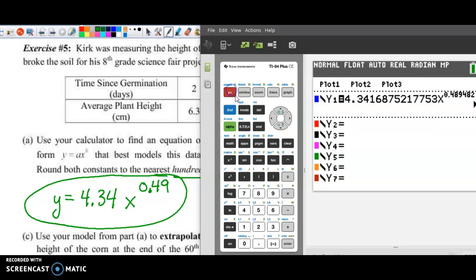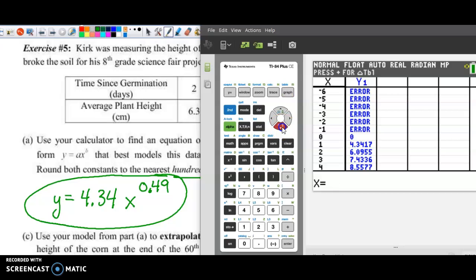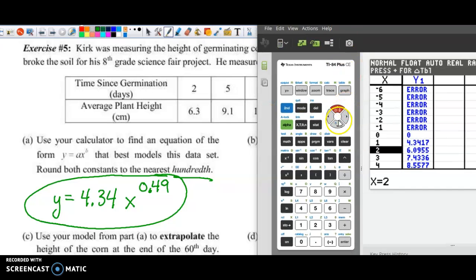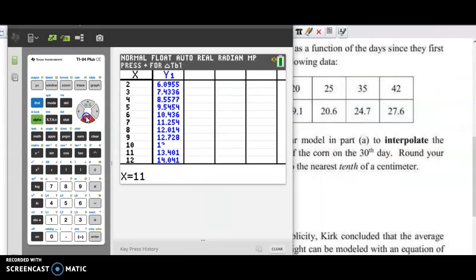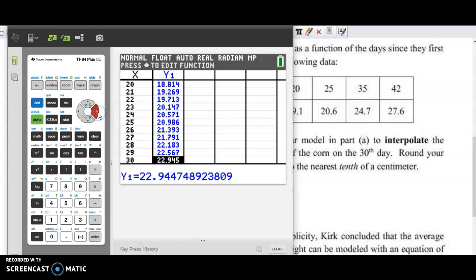So because I stored it into y equals, I can actually look at the graph and see about what the equation looks like. And I could even hit second table and see, if you remember when x was at day 2 it was about 6.3, well, we got 6.09, that's pretty close. And at day 5, we got 9.54, pretty close. And what I can do is actually just use this table and go to the 30th day and see that I get 22.94.